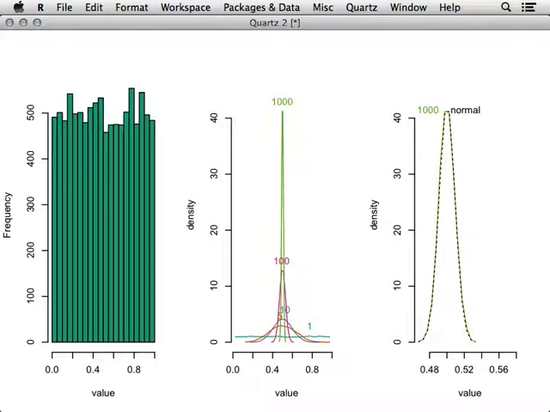So what's happening here? Right, so the means are converging to normal. Means are normally distributed. Does this remind anyone of anything? Central limit theorem. Yeah. What's the central limit theorem?